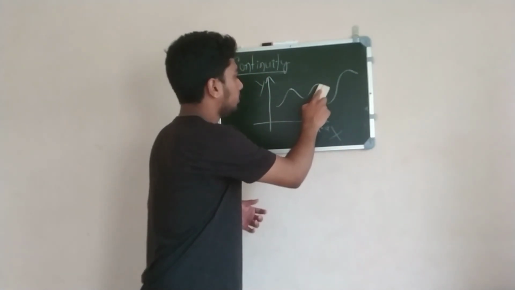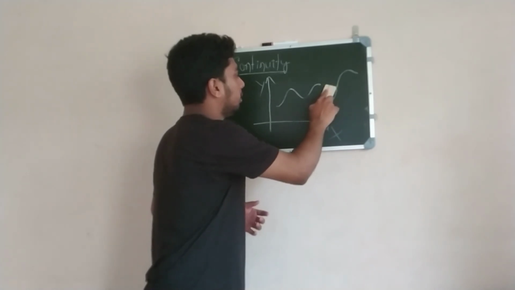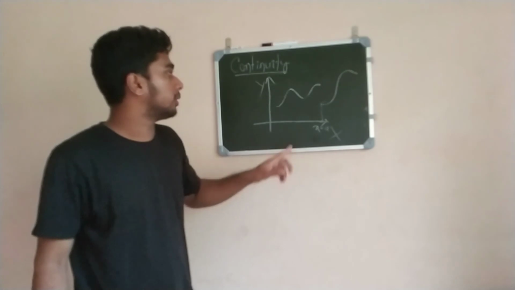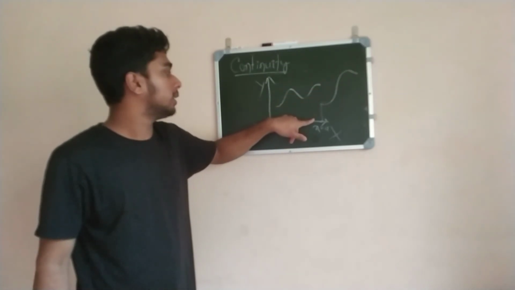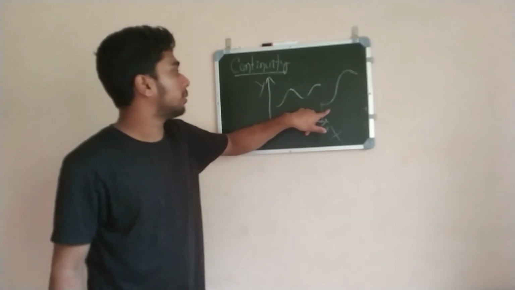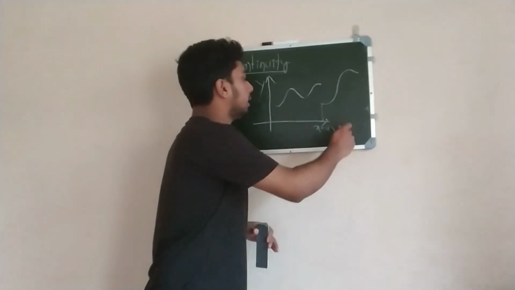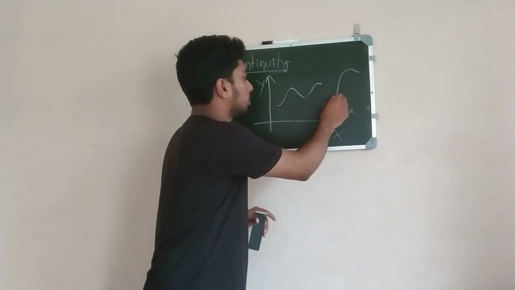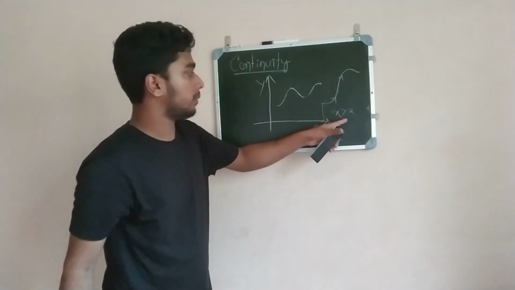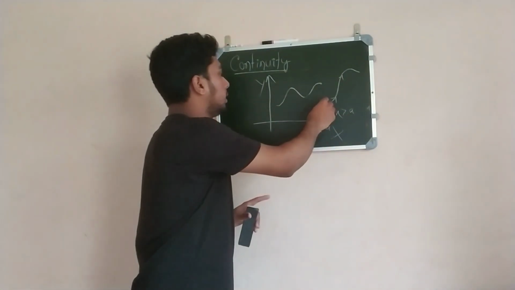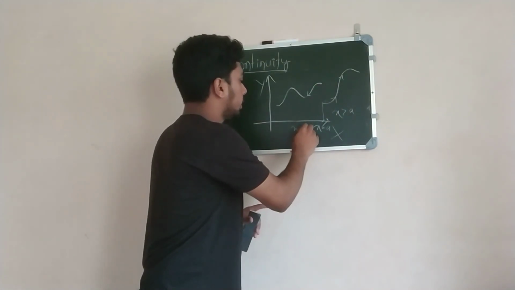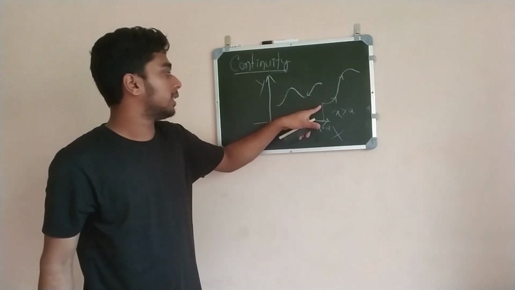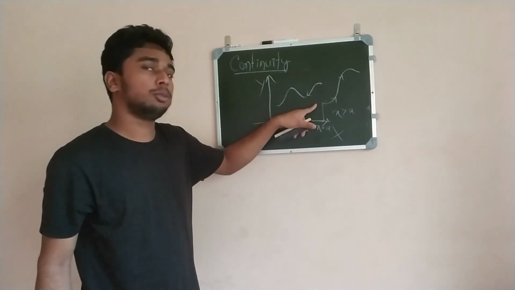So here I am seeing that the graph has a break. I mean, the graph is discontinuous. The graph is discontinuous at the point x is equal to a. After x is equal to a, the graph is continuous, and before x is equal to a, that is x less than a, the graph is also continuous. But the graph has a discontinuity at x is equal to a.